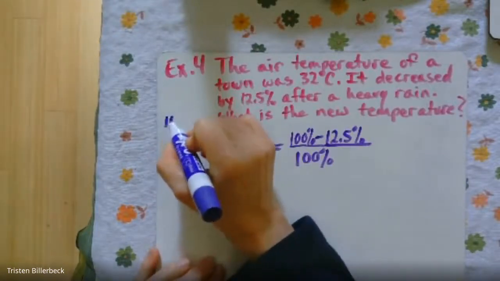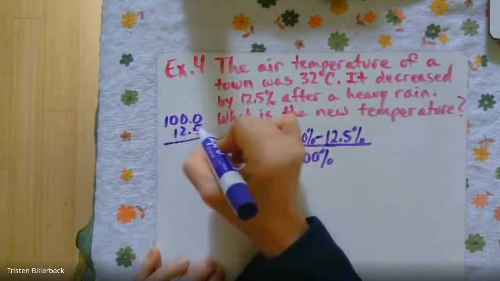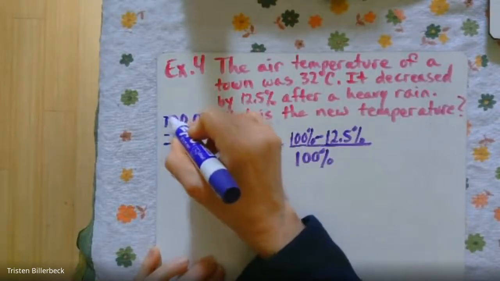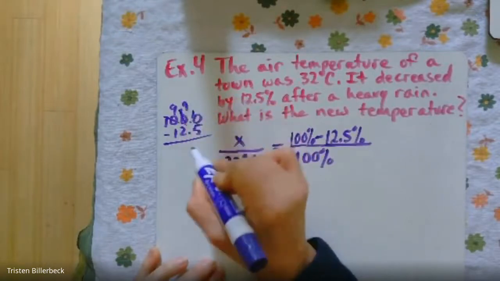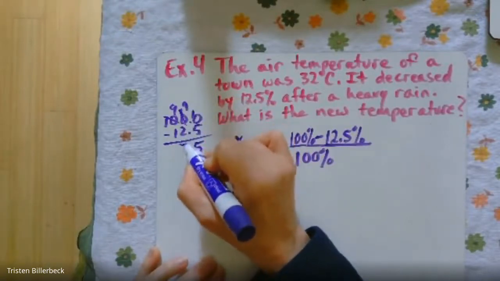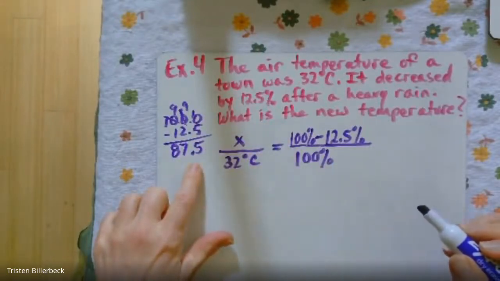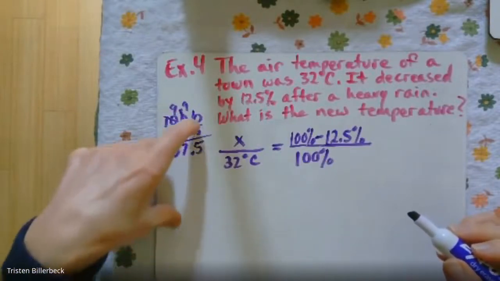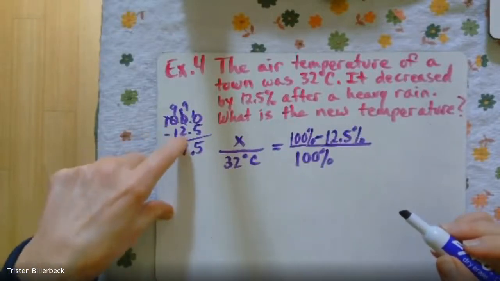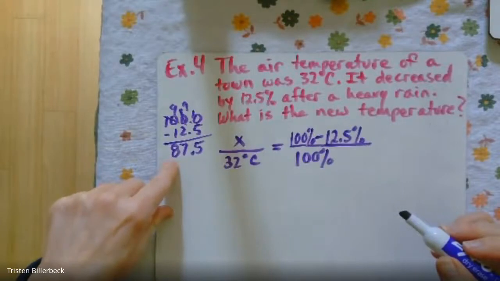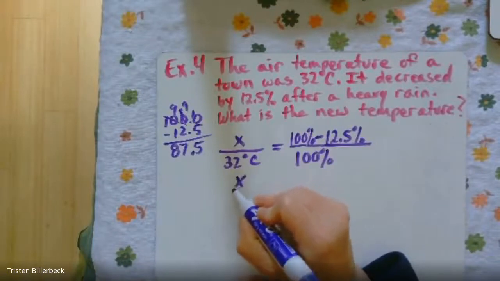So what is 100 minus 12.5? We have 5 and 7 and 8, so it's 87.5. We can quickly check our math by doing 5 plus 5 is 10, then 1 plus 2 plus 7 is 10, and 1 plus 1 plus 8 is 10. So that works. So we have x.